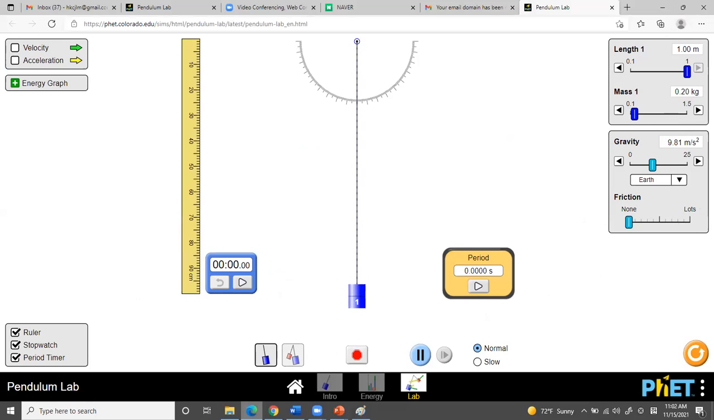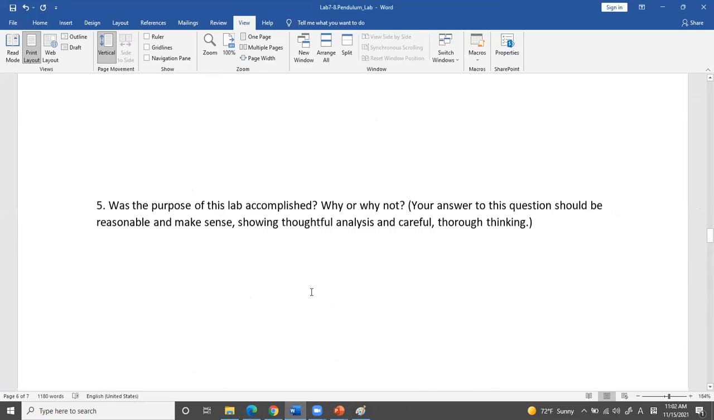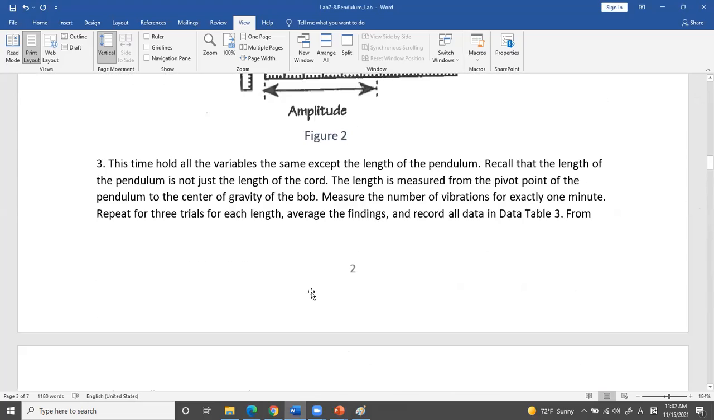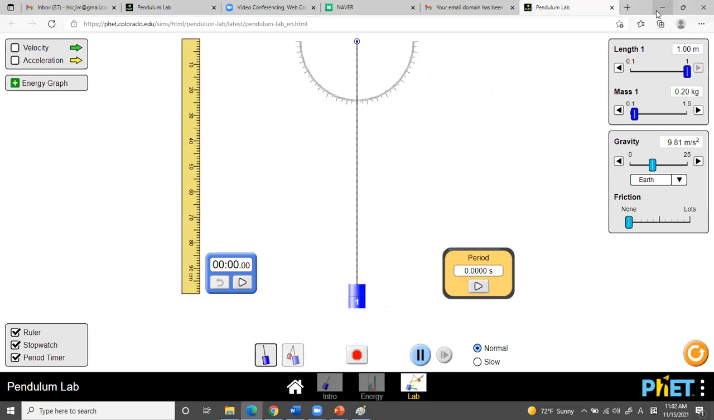Let me check. This angle, we have to know here is the angle. What angle is it? 15-degree angle. 15-degree angle maybe. This is ready. Start. We just have to count.